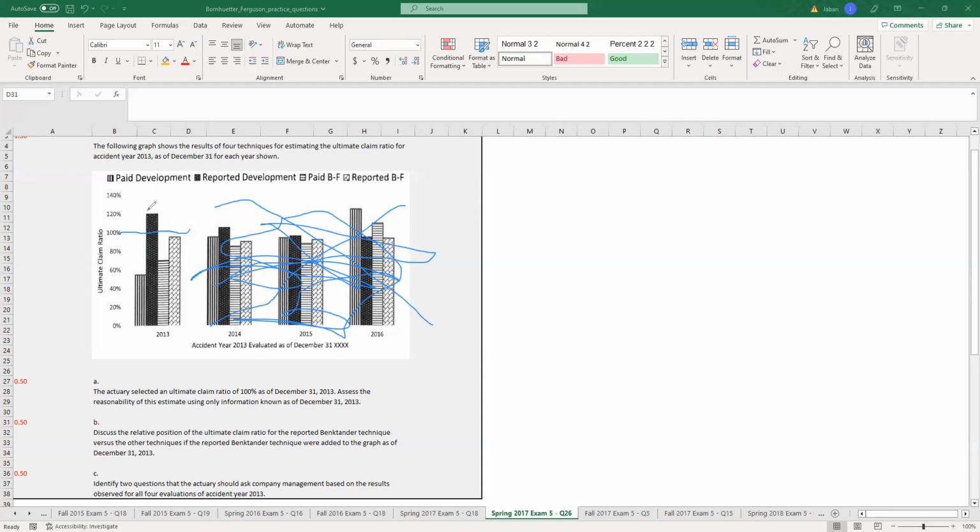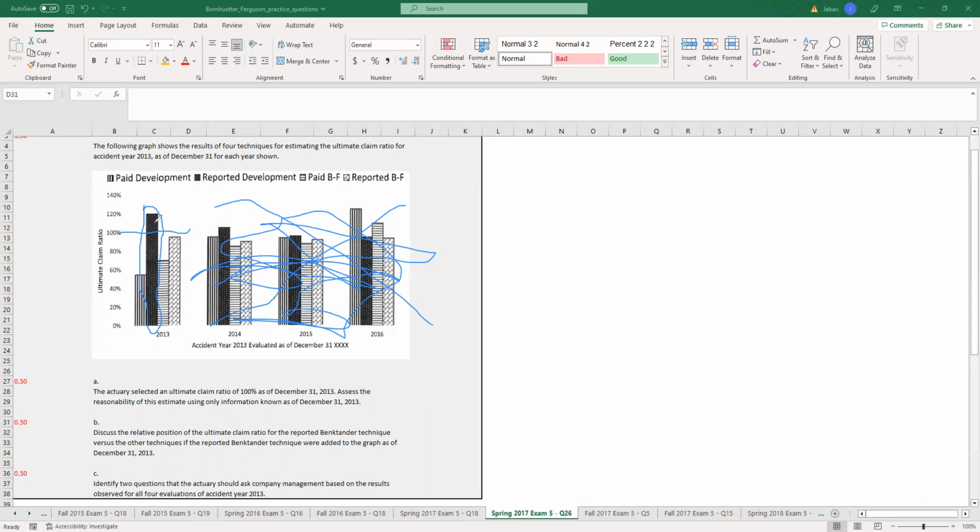The only real way to justify that is by using a combination of your reported development and your reported BF technique. Because it is closer to the beginning of the development, reported would probably be a better technique to use, as it does have more data because you have reported claims, not just the paid, which is going very small at this time here. So that's good to use.